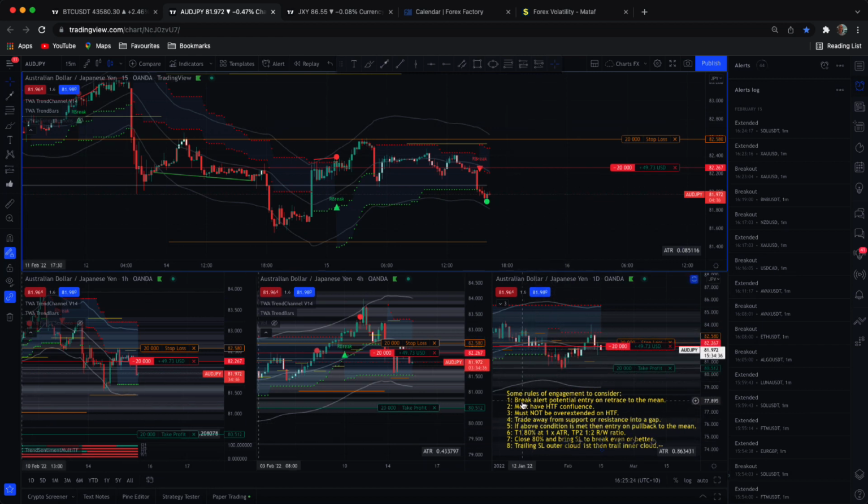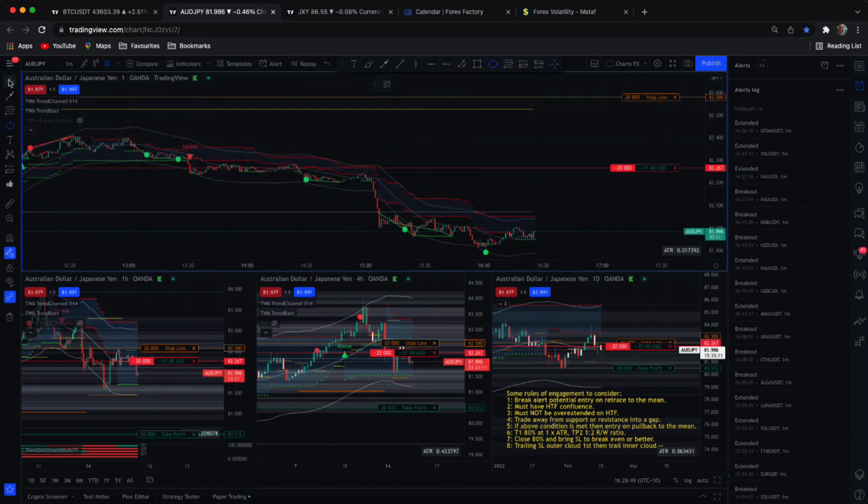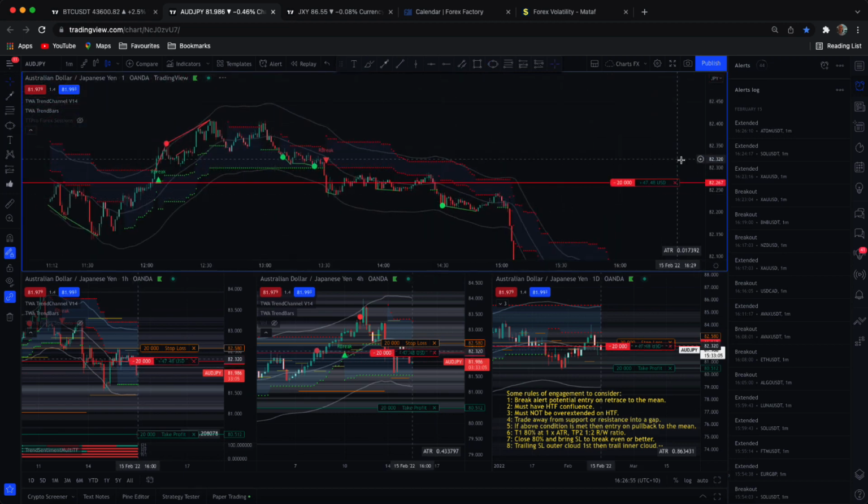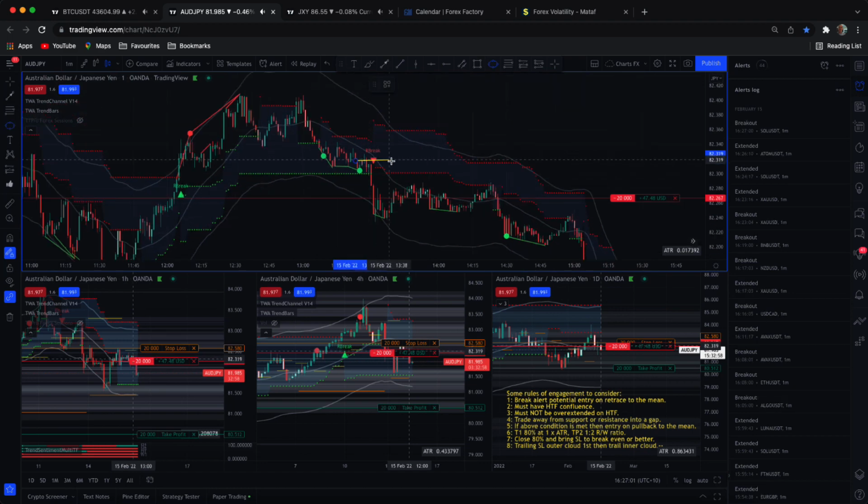Let's come back to our rules of engagement. First of all, breakout alert, potential entry on retrace to the mean. We had a breakout alert on the lower time frame. Here you can see on the 1 minute chart, that was the alert. So this is the mean, this middle line here. The retrace to the mean happened here. That was our short. I was looking for entry on the lower time frame.